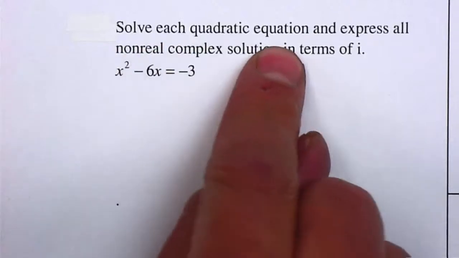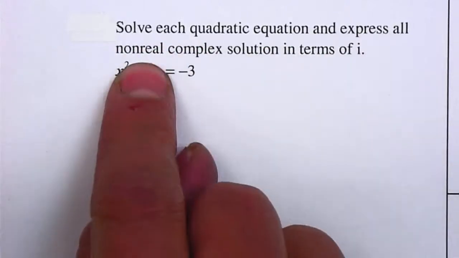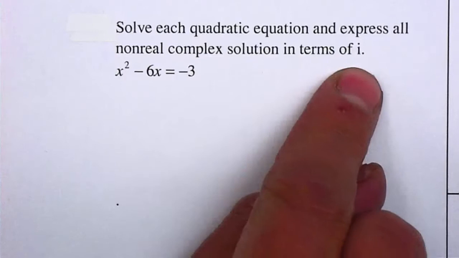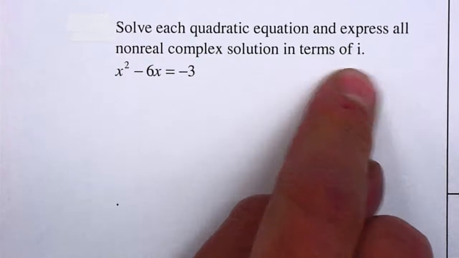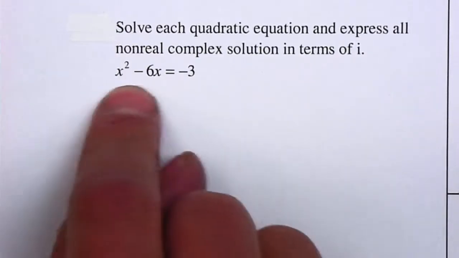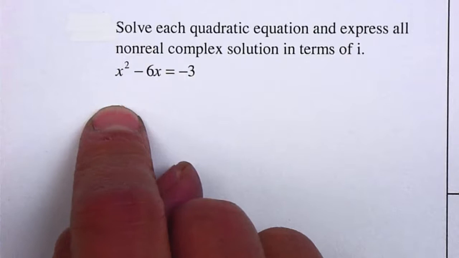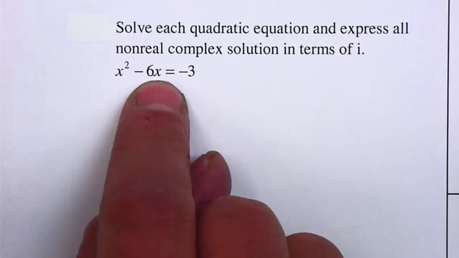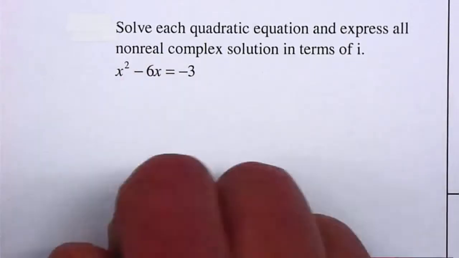Solve each quadratic equation and express all real and complex solutions in terms of i. There's different ways that you can solve this. One way is to use the quadratic formula, or you can complete the square, whichever you prefer.